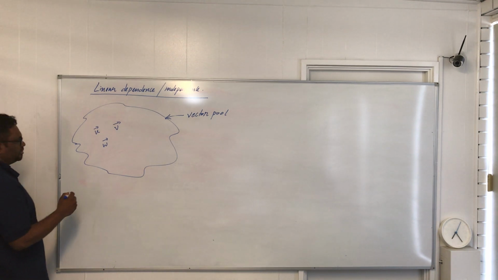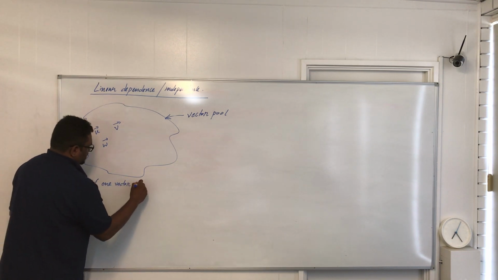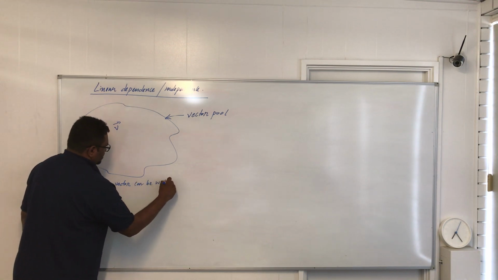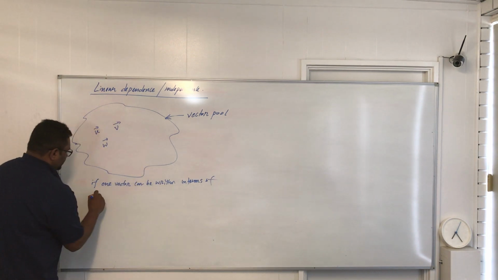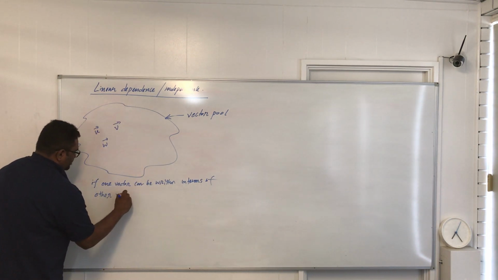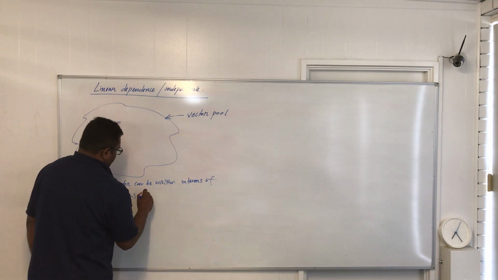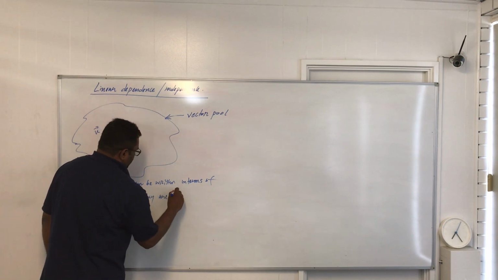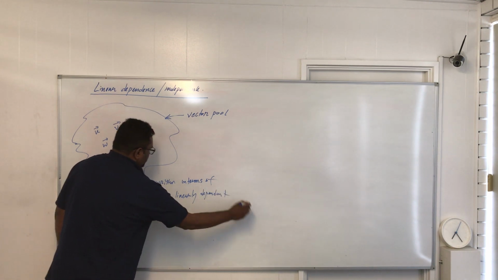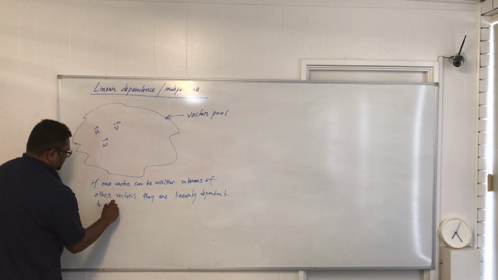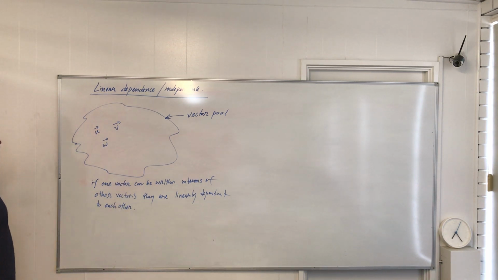For example, if one vector can be written in terms of other vectors, they are linearly dependent to each other. So one vector can be written in terms of other vectors.